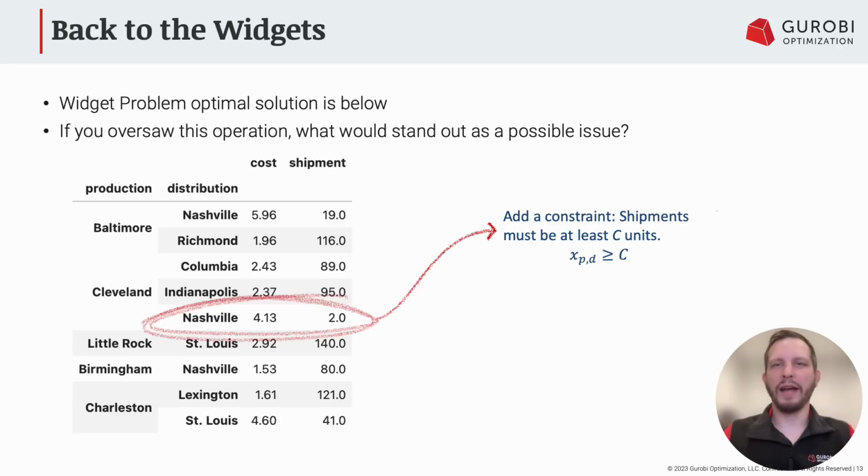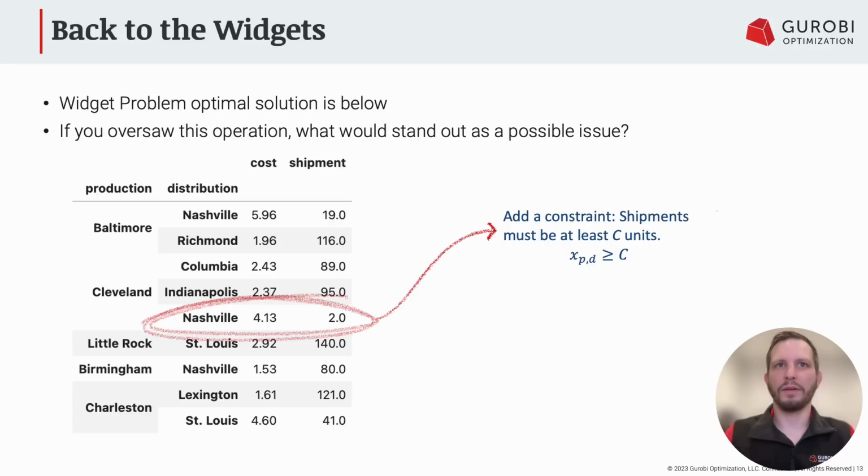But if you add the constraint that I have here saying XPD must be greater than or equal to C, that is going to require every production facility to ship to every distribution location at least C units, if written like this. And that's definitely not what we want. We want to be able to choose some of these arcs or connections between production and distribution to be 0. That's definitely something that we want.